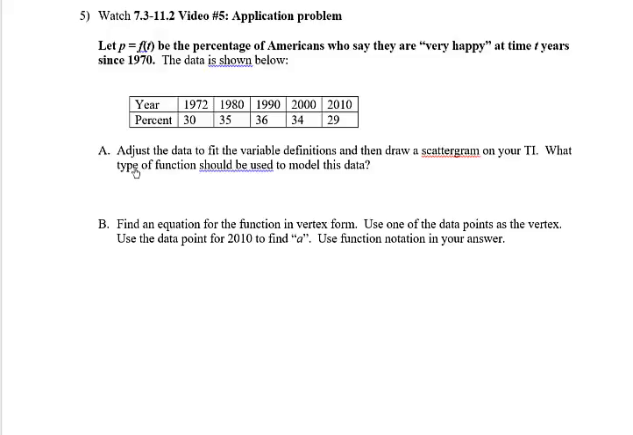Part A says, as usual, we need to adjust the data to fit our variable definitions. I don't think we have to adjust the second row. These are the percentages, and that's what P stands for, the percentage. But t, as usual, does not stand for the year. It stands for the number of years since 1970. So 1972 would need to be replaced with 2, and then 10, 20, 30, and 40. Those are the variable values I will use in this problem for t.